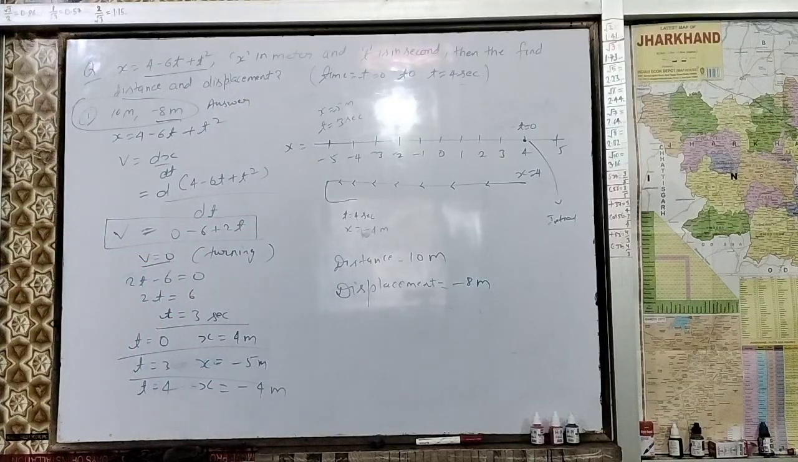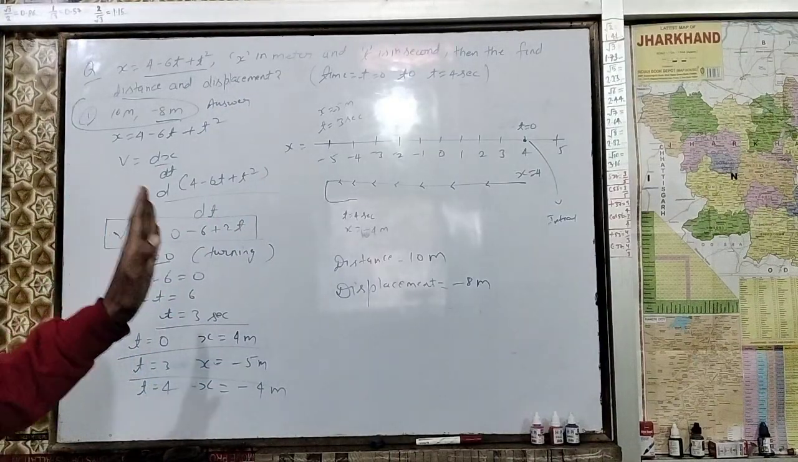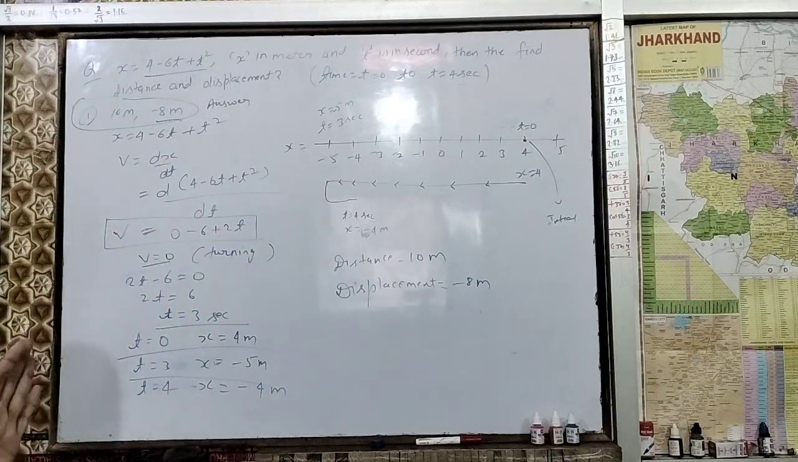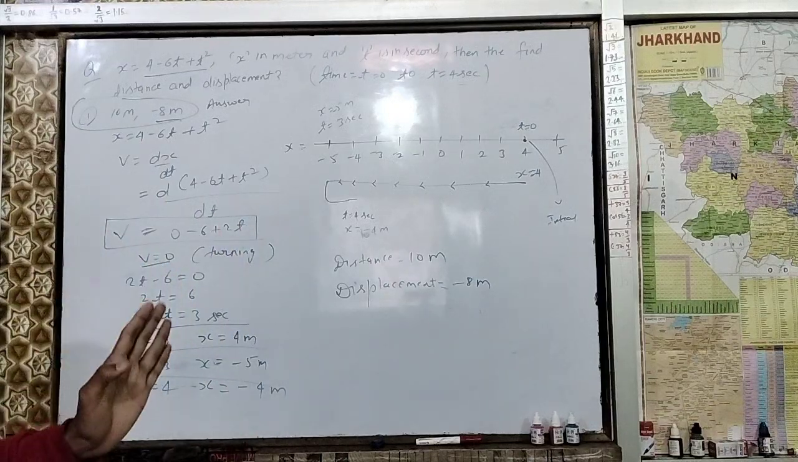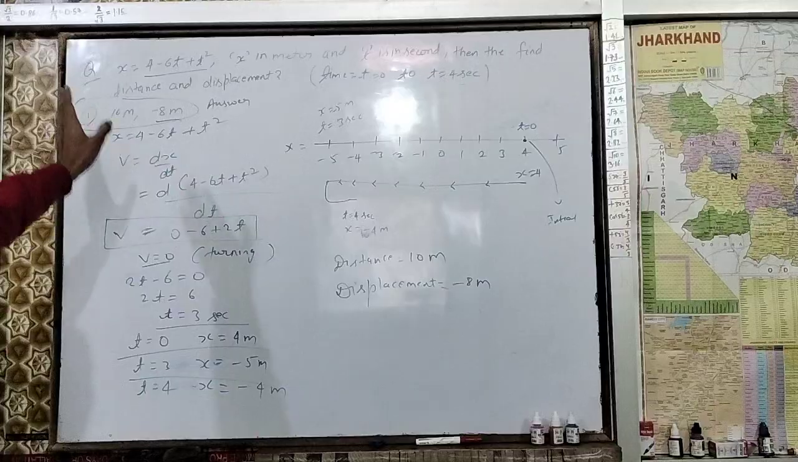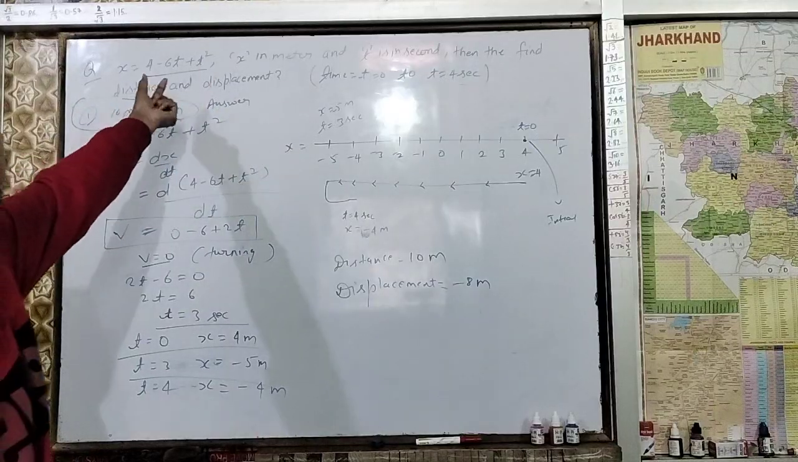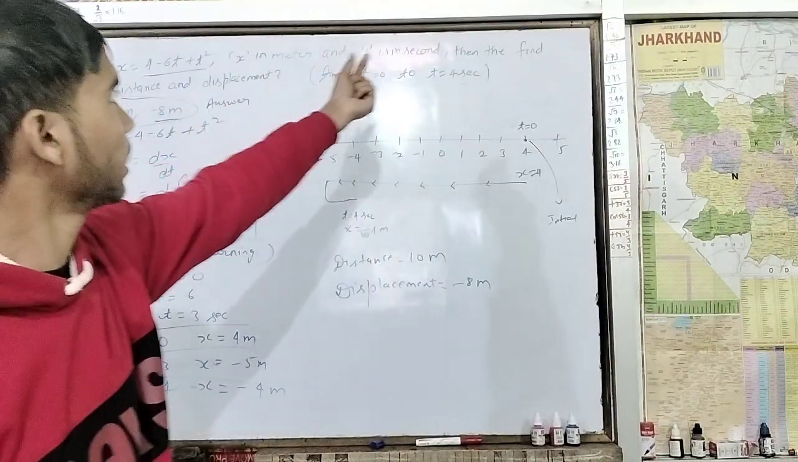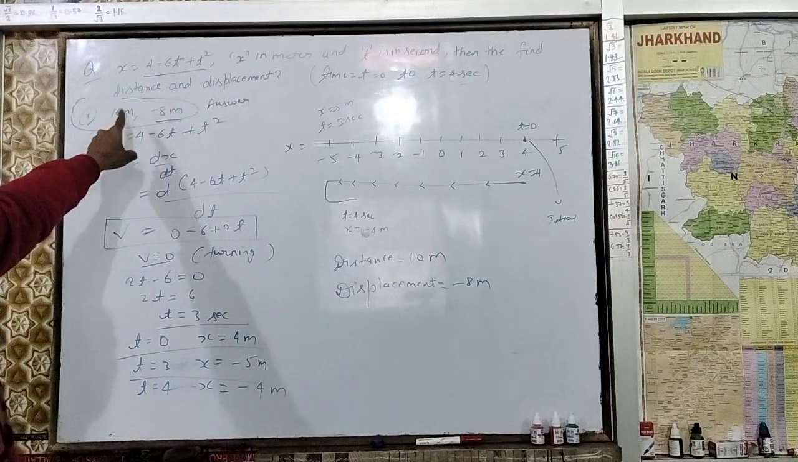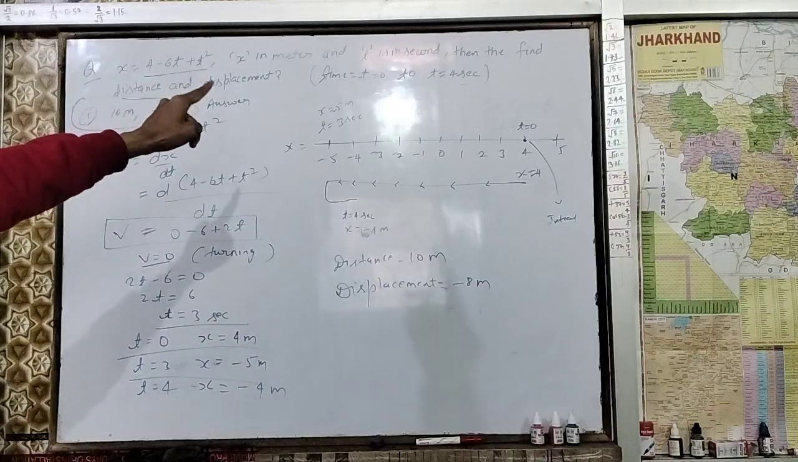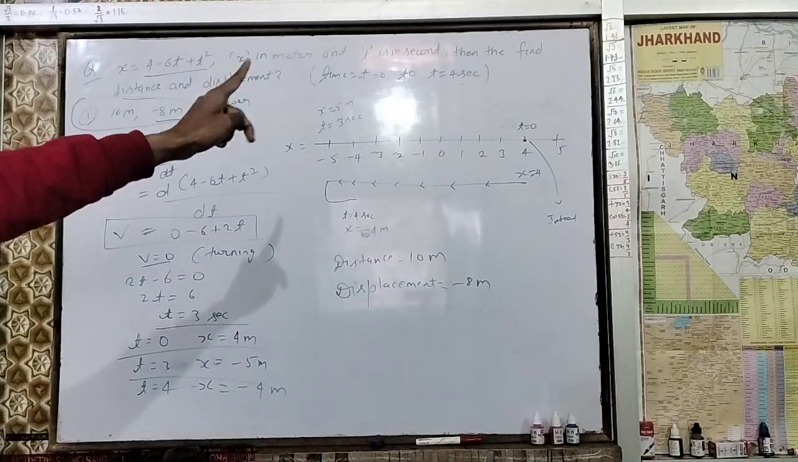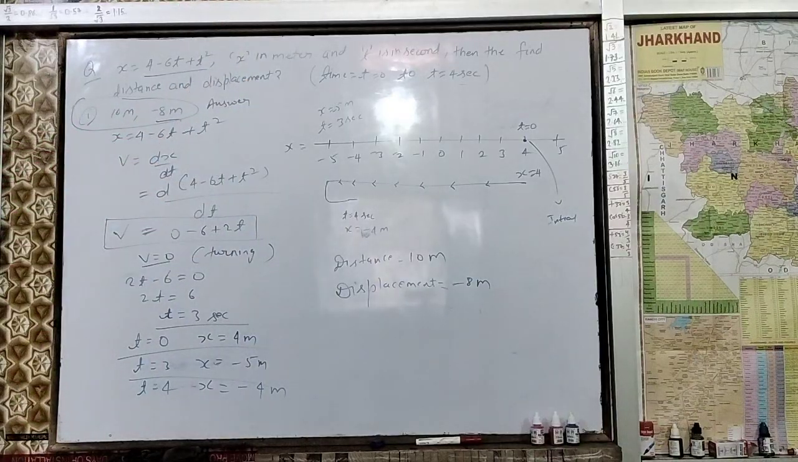The question was: the location of a particle is given as x = 4 minus 6t plus t squared, where x is in meters and t in seconds. Then find out these two things, distance and displacement. Time is given, which is from 0 to 4 seconds.